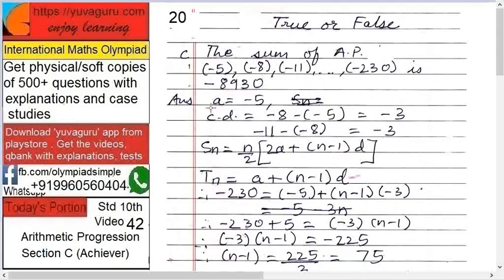So let's check. A equals to minus 5, first term. Common difference is what? Second minus first. So minus 8 minus minus 5 is minus 3, right? Similarly you can check for other also. It comes same, minus 3. So Sn equals to n upon 2 into 2a plus n minus 1 into d.